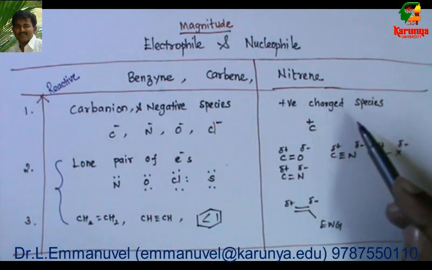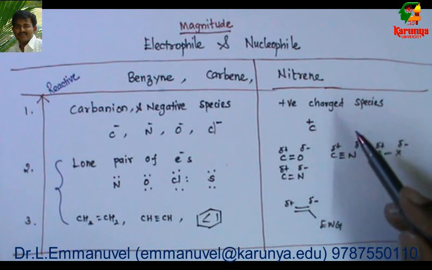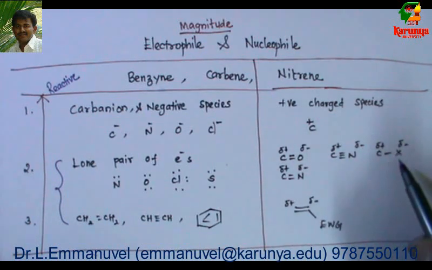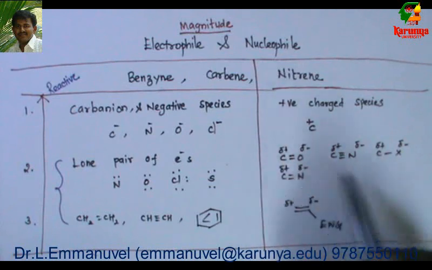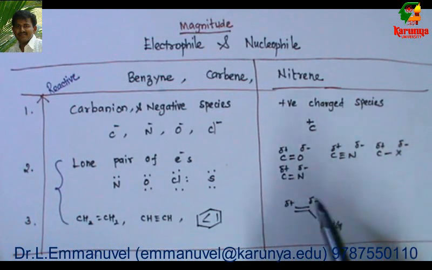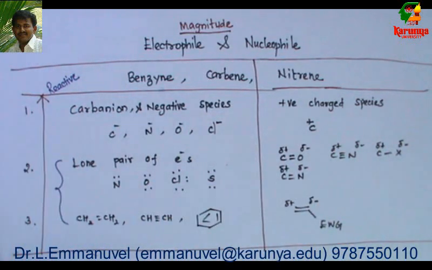Similarly, this carbocation is highly reactive. We cannot separate that. But these things, carbonyl group, nitrile, halide and imine, we can separate them. They are somewhat stable. Last one, alpha, beta unsaturated system. So I have given roughly the decreasing order of their reactivity, or the decreasing order of their electron density.